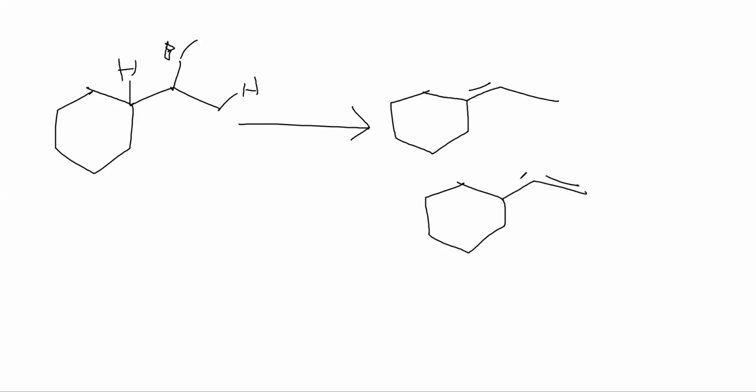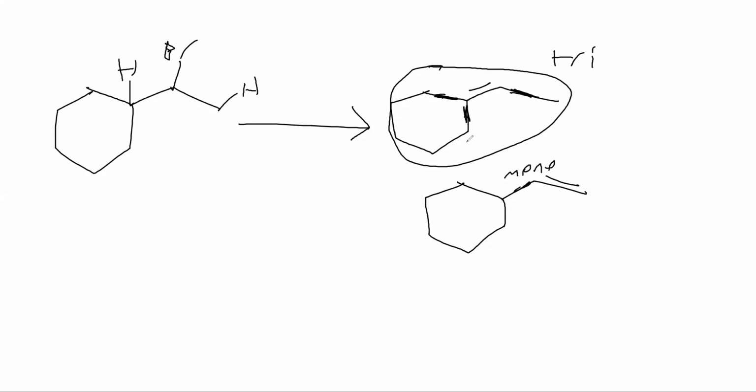Which one of these two is the Zaitsev product? Top or bottom? Top again, yeah. Again, this is tri-substituted because there's 3 substituents on this one, and then this one is only mono. So 3 versus 1 makes this the Zaitsev product. So that's that.